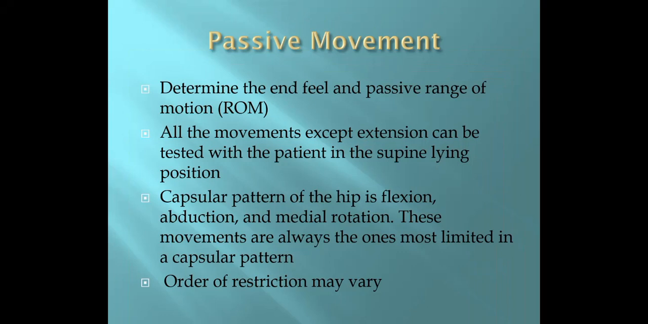Capsular pattern of the hip is flexion, abduction and medial rotation. These movements are always the ones most limited in a capsular pattern. So remember, if a capsular pattern of restriction is there, then the patient will have limitation in hip flexion, hip abduction and medial rotation of the hip. The order of restriction may vary, so it is not necessary that in all hip pathology this capsular pattern of restriction will be seen. The order can also change in different conditions.